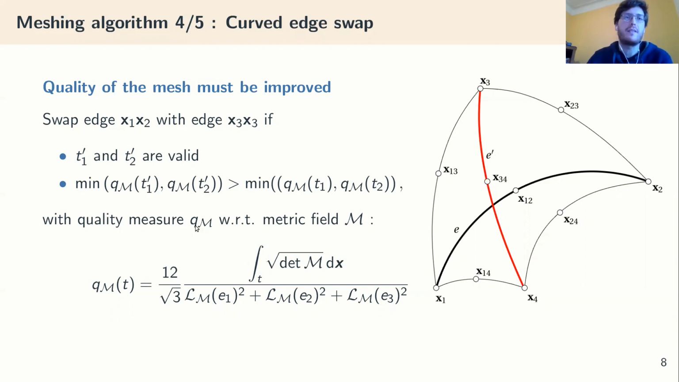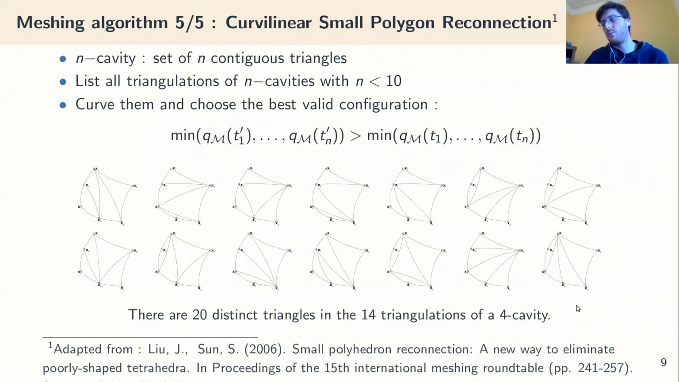And here we have defined the quality measure with respect to the metric field. It's essentially a measure of the area of the triangle divided by a function of the length of its edges, normalized by the measure of the ideal triangle. This operation allows us to improve the quality of the mesh, but it can sometimes stumble into local configurations that we cannot move from to further optimize the mesh.